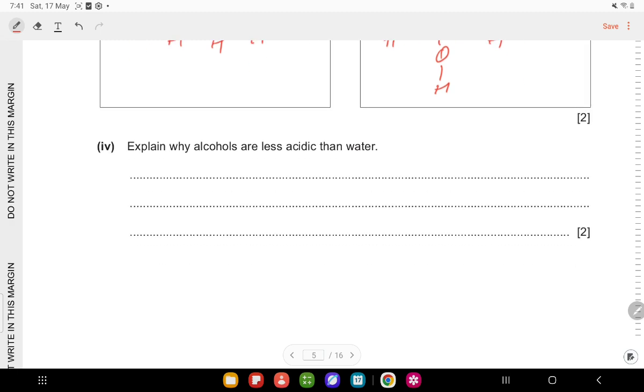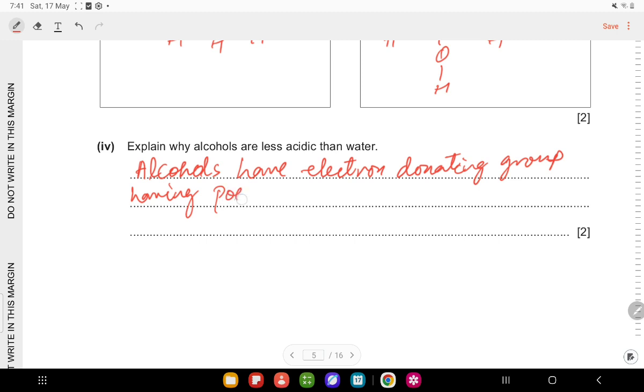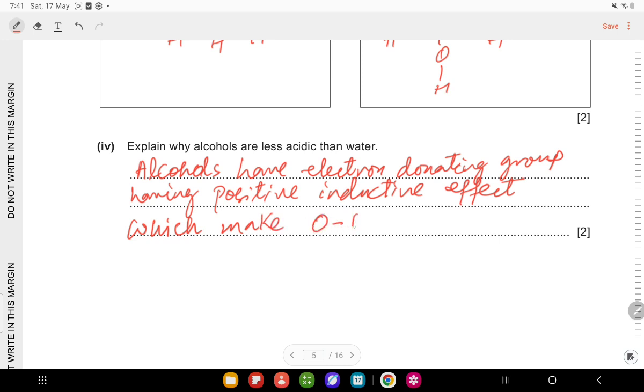Explain why alcohols are less acidic than water. Alcohols have an electron donating group, the electron donating group having a positive inductive effect, which makes the OH bond stronger, and it cannot ionize.